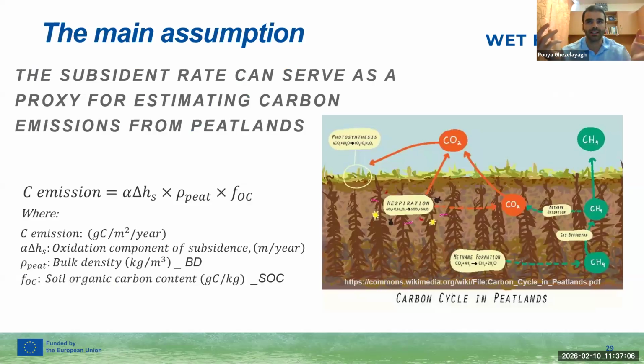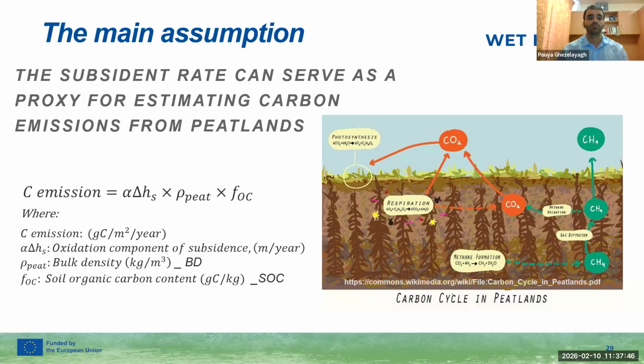And the main assumption behind this study is simple. If peatlands emit carbon into the atmosphere, this emission results in a reduction in the volume of the peat, and this reduction in volume emerges as subsidence. So it's safe to say that the subsidence rate can serve as a proxy for estimating carbon emissions from peatlands. And the formula behind it is very simple.